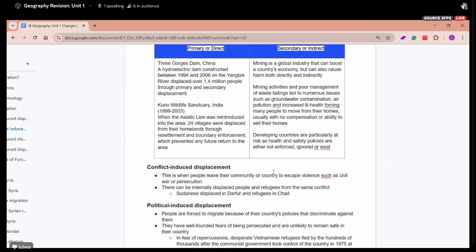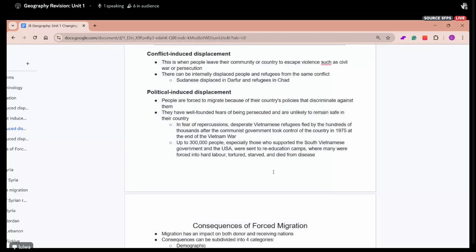And you have political. So, for example, people who are forced to migrate because of their country's policies that discriminate against them. For example, desperate Vietnamese refugees fled by hundreds of thousands after the communist government took control of the country in 1975, and up to 300,000 people were forced into hard labor, and so this forced them to leave.